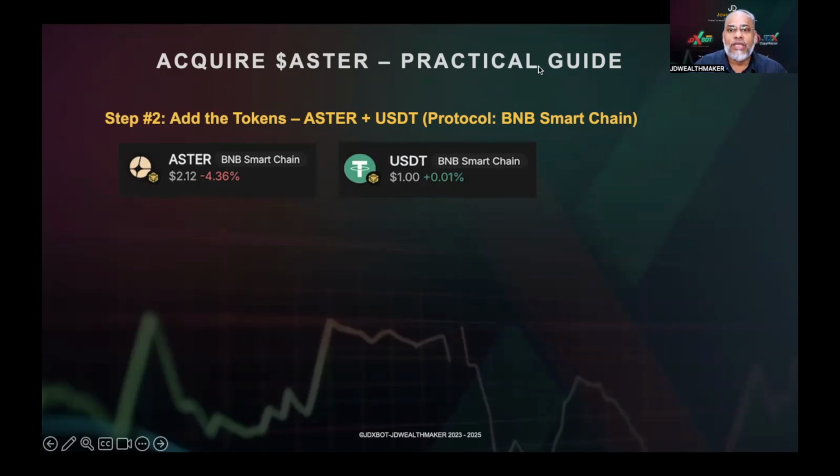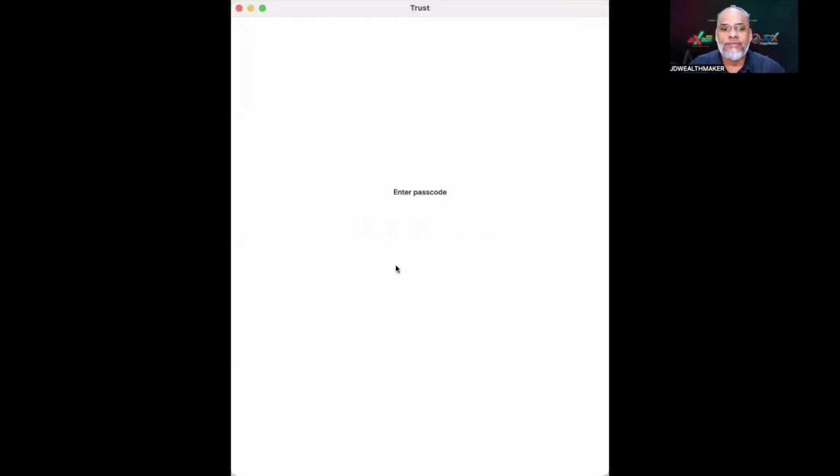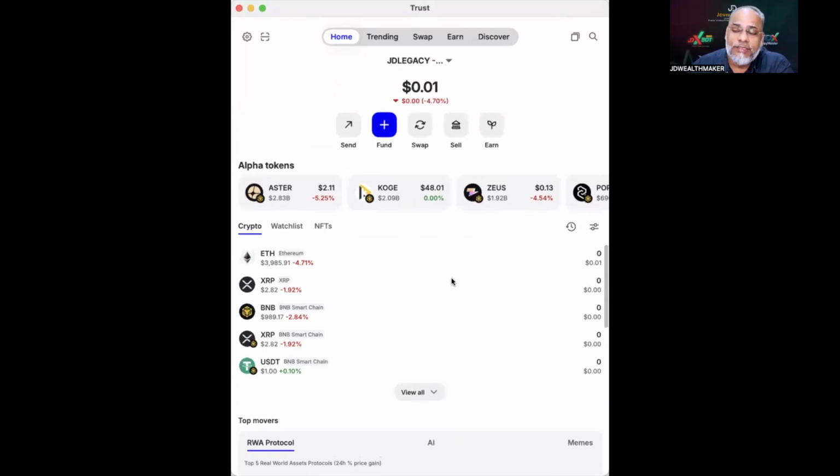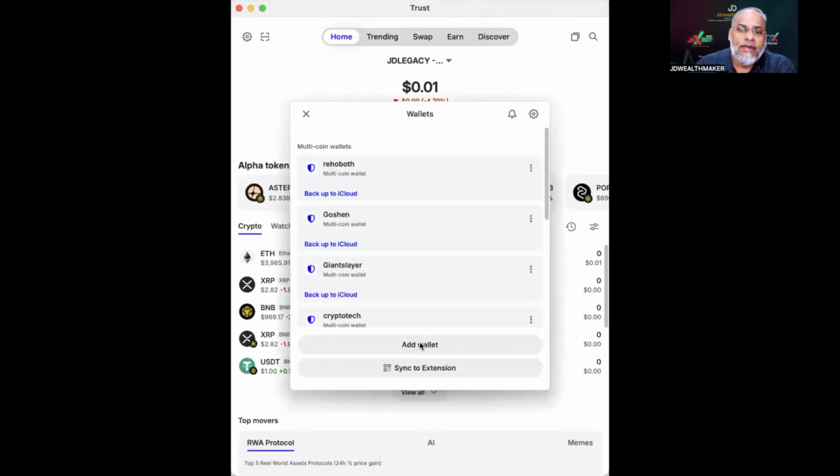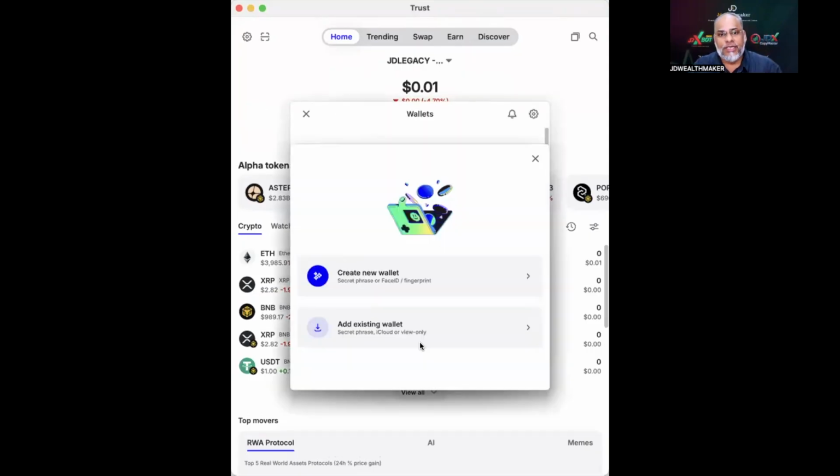Can you see that? I'm going to show you the Trust Wallet that we have already downloaded. Now I want to create a new wallet. For you guys, I think you will not have any wallet yet, it will be a default wallet. So here at Wallet, I'm going to create a new wallet.